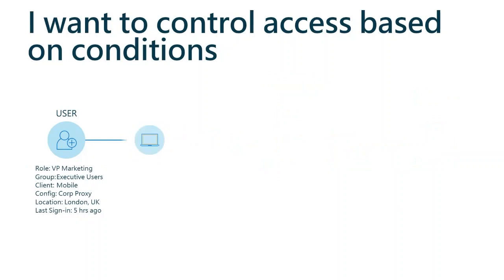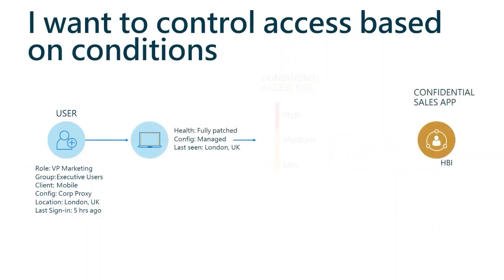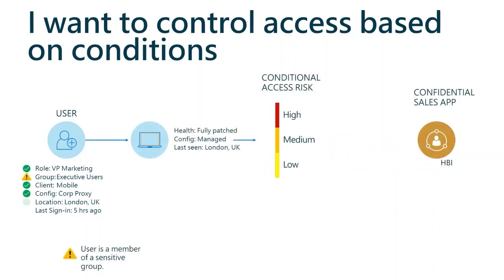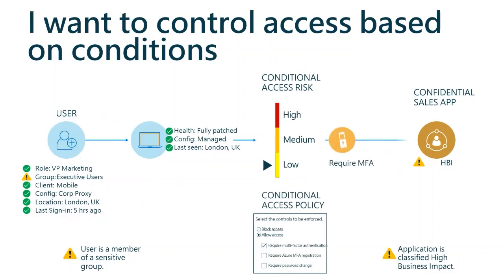just an expense app. In a different example, you've got somebody a bit more senior, so a vice president of marketing who's in the executive users group, again using a mobile, going via the proxy in London, last signed in 5 hours ago. Again, a healthy device in the right location, but he's flagged as being in a sensitive group, and he wants to access a confidential app, so the sales data. So the risk can be kept roughly the same, but you are enforcing conditional access, multi-factor authentication here, to provide that additional layer to prove who they are.